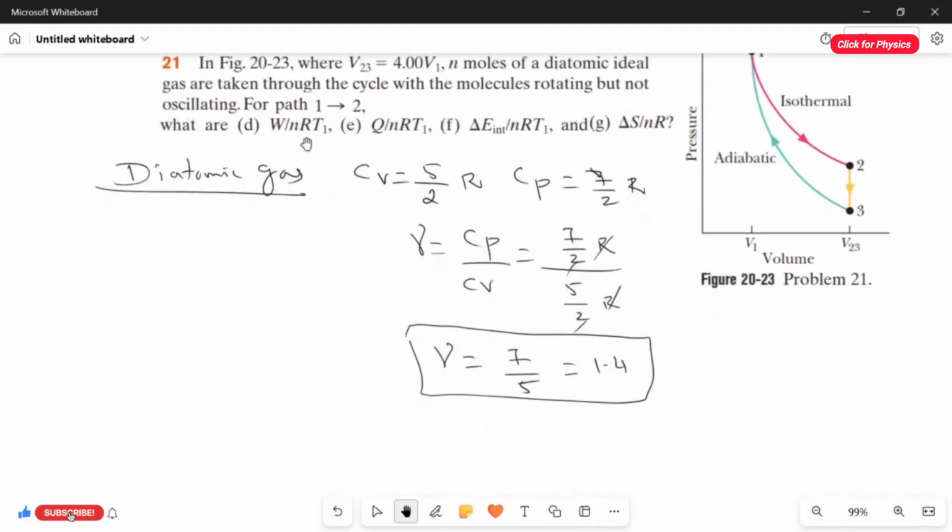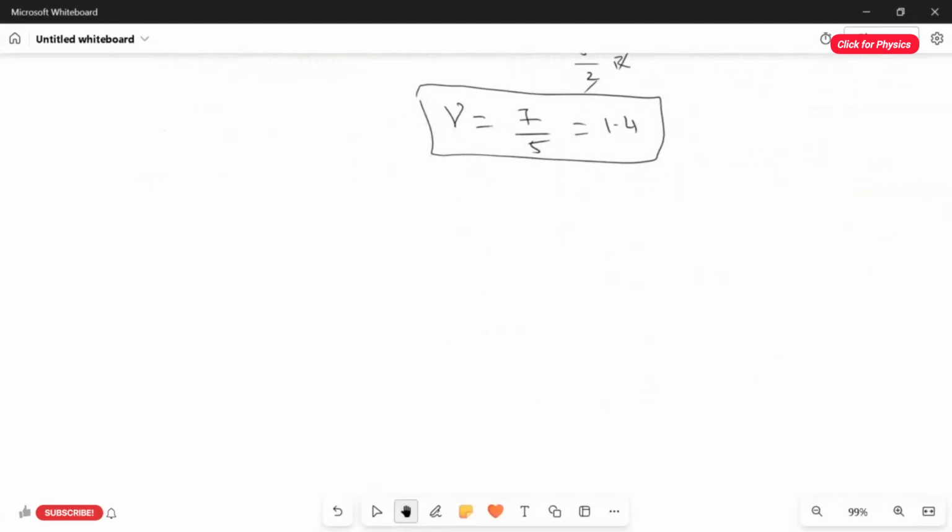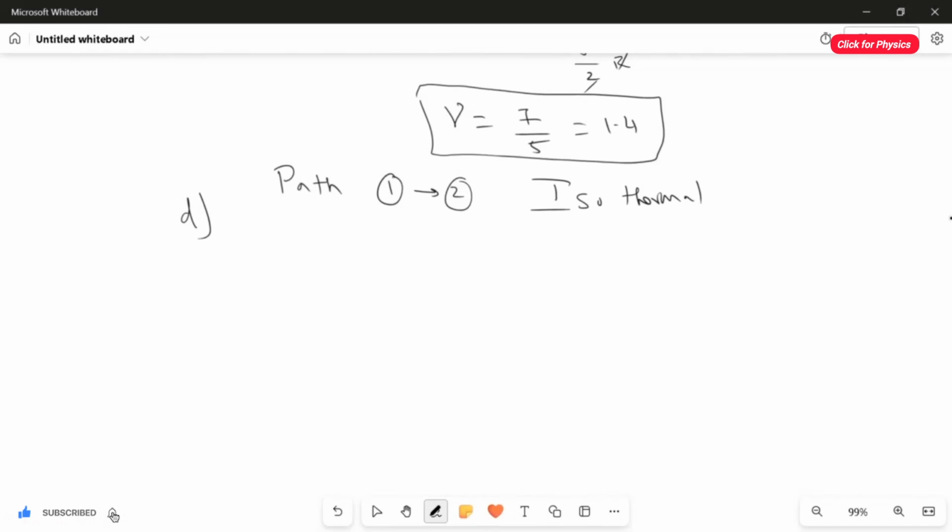In the first part, we are going to find the answer for work over nRT1, that means W over nRT1. So I can write the question first. This is part D. We are going to consider path 1 to 2. This path 1 to 2 refers to isothermal. Isothermal means temperature constant. So in part D, we have to find the answer for W over nRT1.